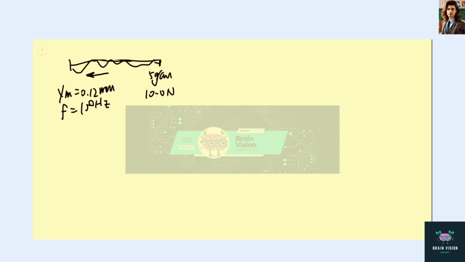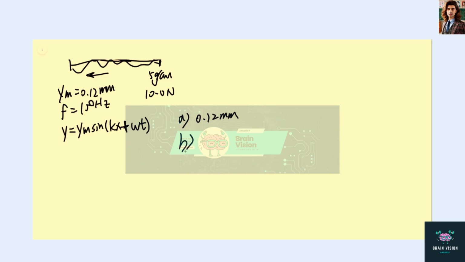So if we write out the formula, we know it is y equals ym sine of kx plus or minus omega t, but we know it's in the negative direction, so it has to be plus omega t. So let's first look at part A. What is ym? We're told it's 0.12 millimeter.